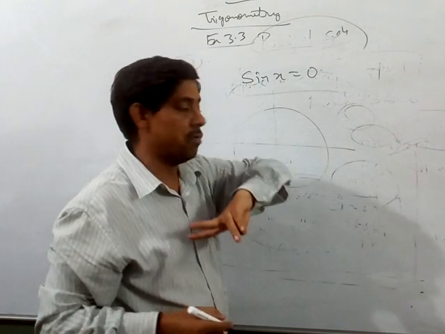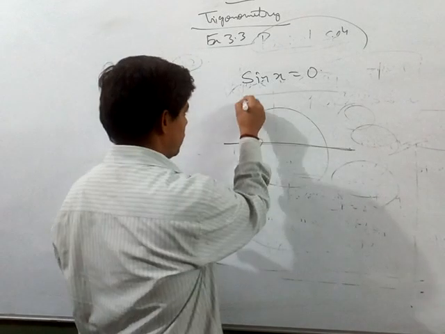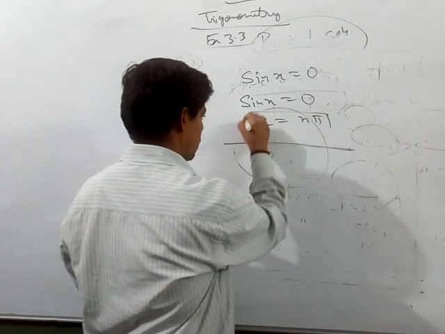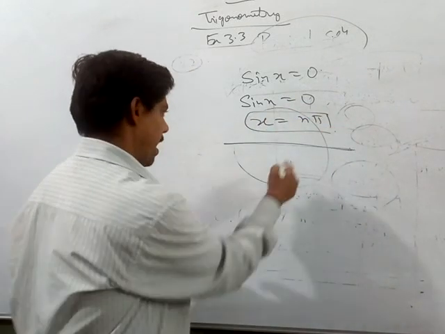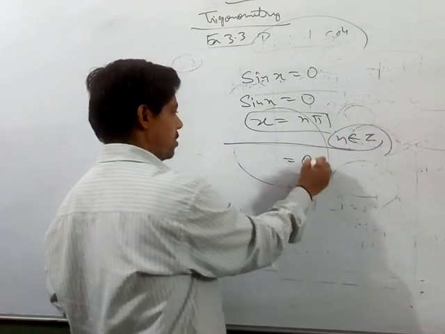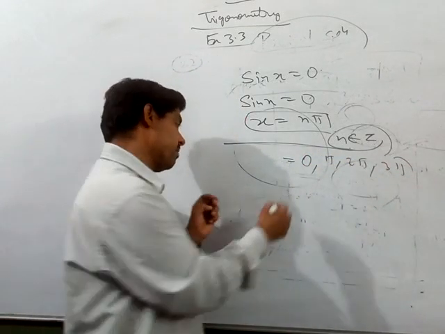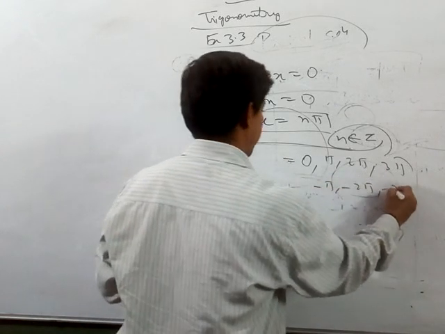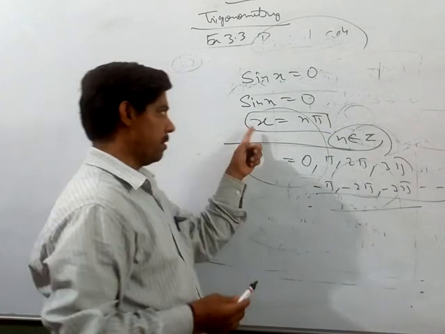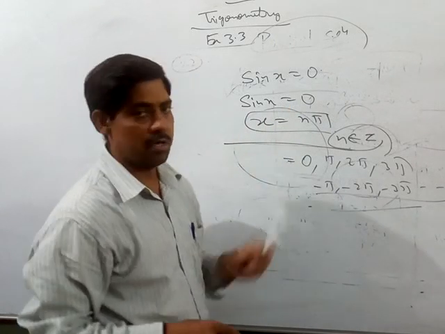Now sin x is 0 at every rotation after pi. So whenever sin x is equal to 0, the value of x will be n pi, where n belongs to the integers, that is Z. You have to understand how it is n pi. For example, it can be 0, pi, 2 pi, 3 pi, and even negative like minus pi, minus 2 pi, minus 3 pi, and so on. For these values, sin x is 0. So for the first equation, sin x is equal to 0, the answer is x is equal to n pi.